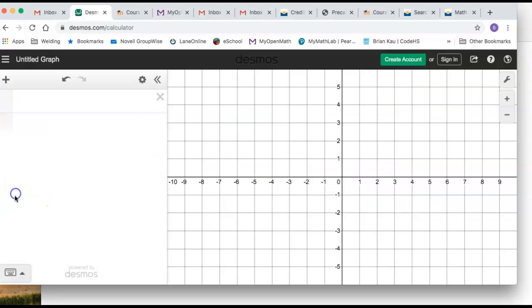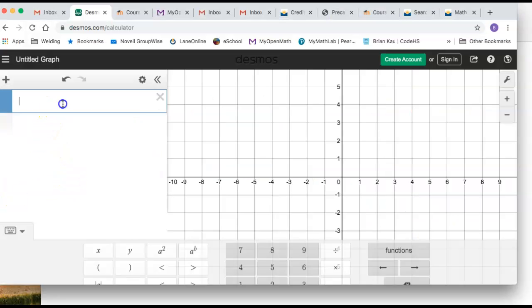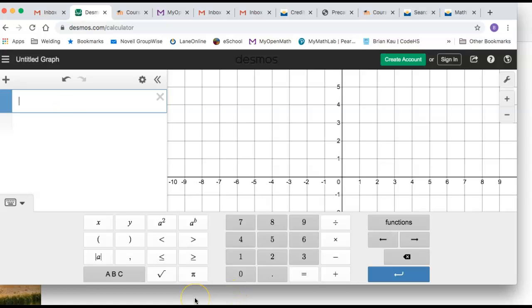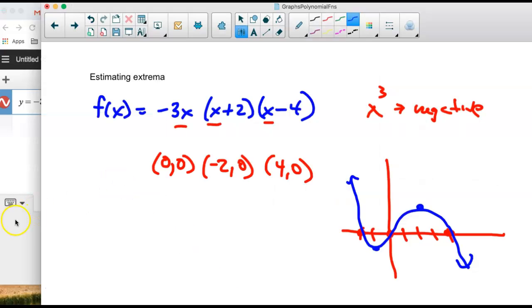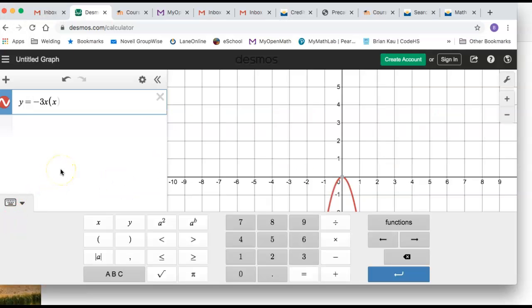Okay, so here's our graph. We type this in. Y equals negative 3x times x plus 2 times x minus 4.